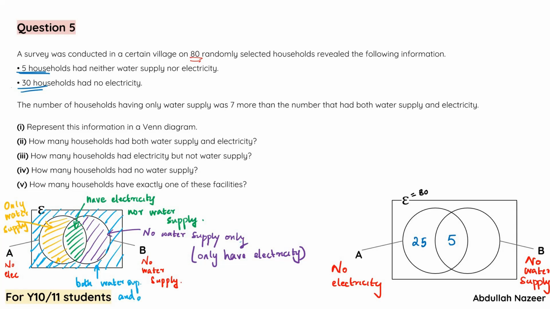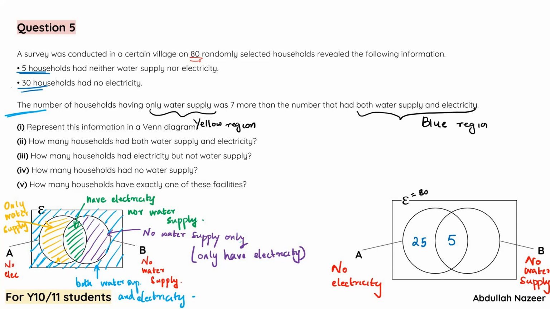and electricity. So now that we have identified the regions clearly, let's go ahead and read the last point of the question again. The number of households having only water supply was 7 more than the number that had both water supply and electricity. So let's identify what these regions are. The number of households having only water supply? Well, that's the yellow region. The number of households that has only water supply, the yellow region. It's 7 more than the number of households that had both water supply and electricity. Both water supply and electricity is the blue region.